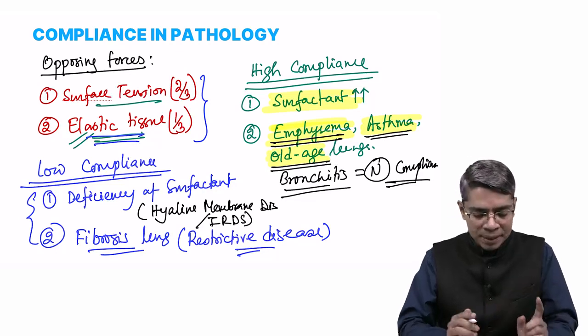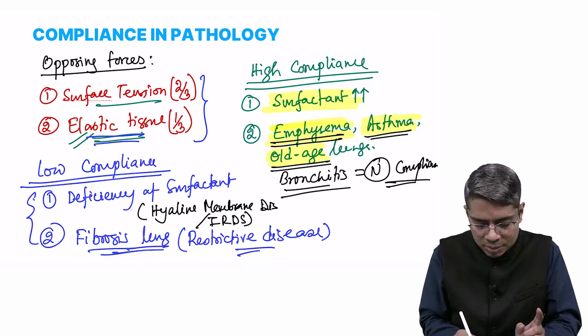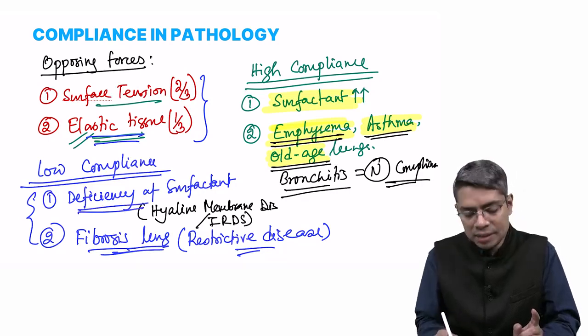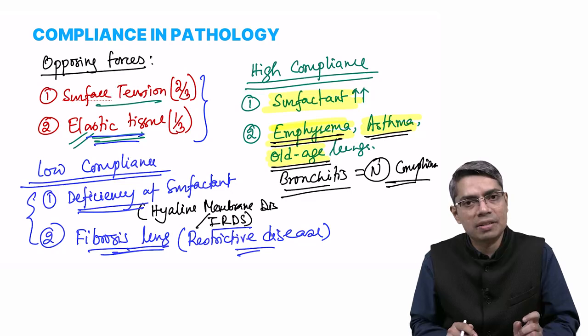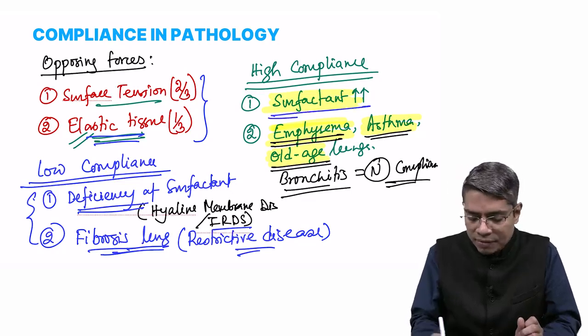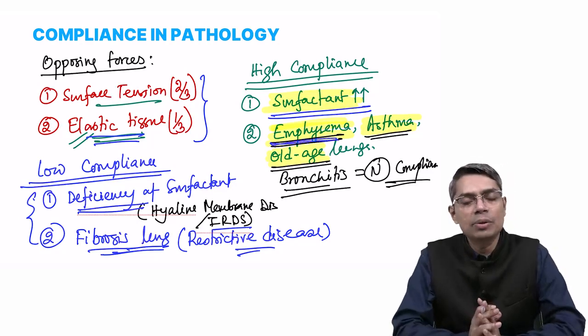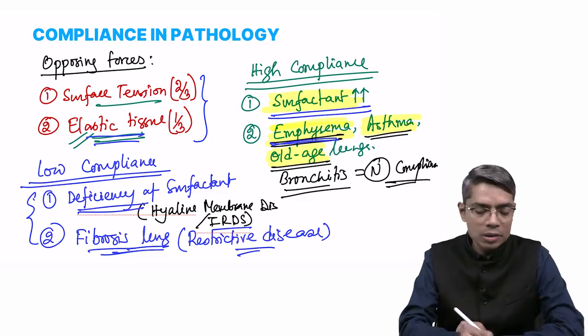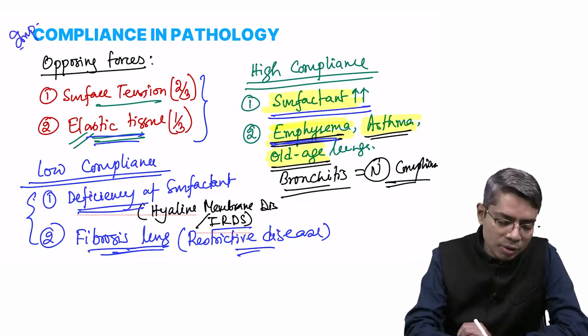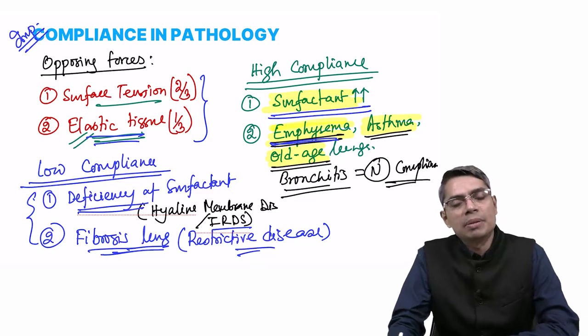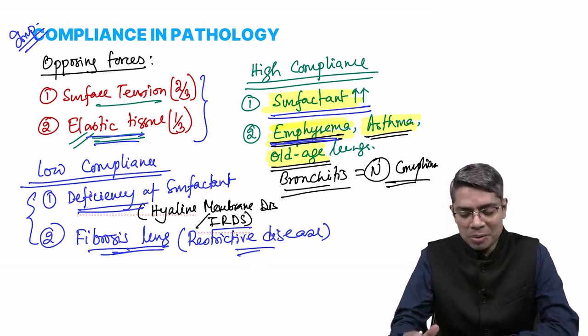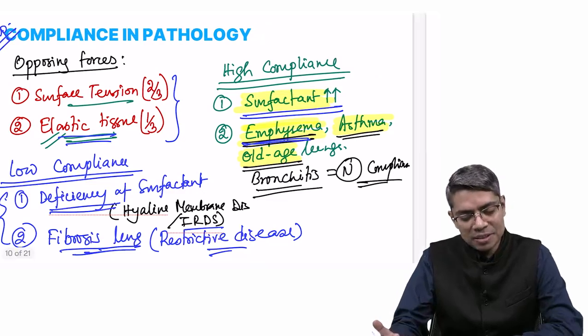So please remember that low compliance means fibrosis of the lung and deficiency of surfactant, typically the infant respiratory distress syndrome. And high compliance means surfactant is very high, and emphysema is the typical example that you have to remember. So this is the concept which is very important for your MCQ. It has been asked multiple times. Okay, so now the concept of compliance and surfactant is also done.